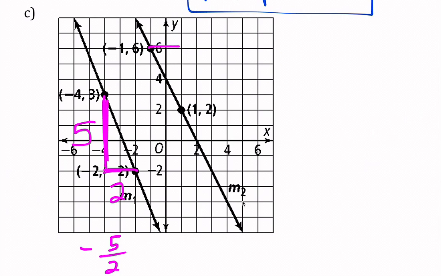This guy, connect your 2 points. Let's do rise over run. Well, it's rising 1, 2, 3, 4 squares, and it runs 2. So it's going down, rises 4, runs 2. That's the same thing as negative 2. Okay, so compare their slopes. These two slopes are not the same, so these are not parallel.